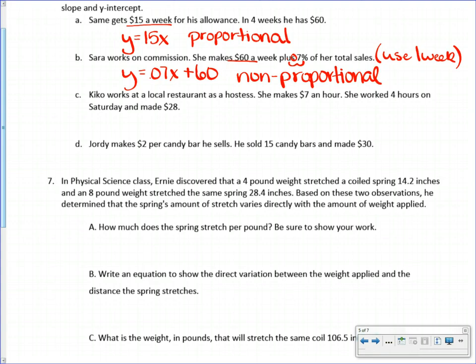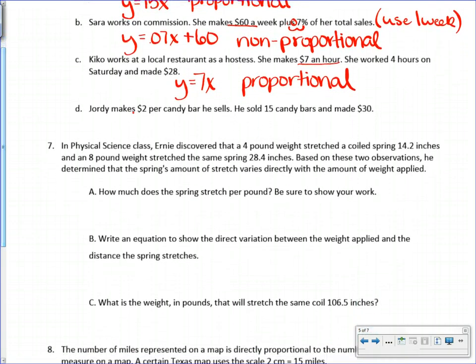Letter C. Kiko works at a local restaurant as a hostess. She makes $7 an hour. So there's your rate. So your equation is y equals 7x. This is direct variation, so it's proportional. Letter D. Jordy makes $2 per candy bar. Just like before, $2 per candy bar, y equals 2x. Again, direct variation. So this is also proportional.